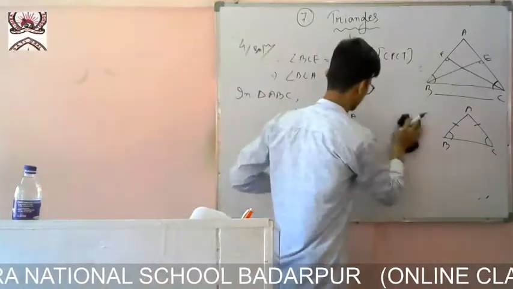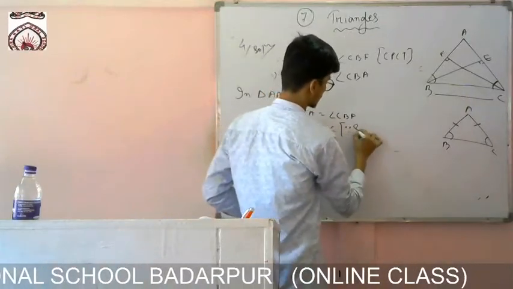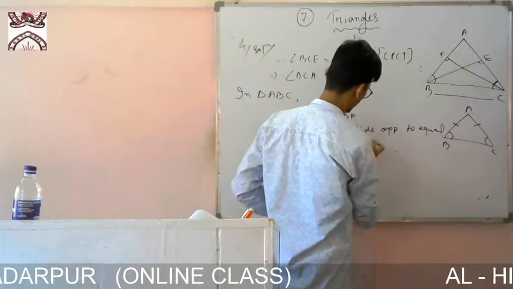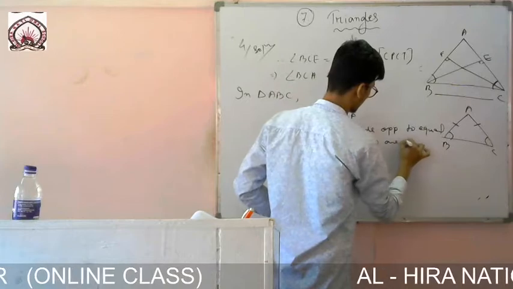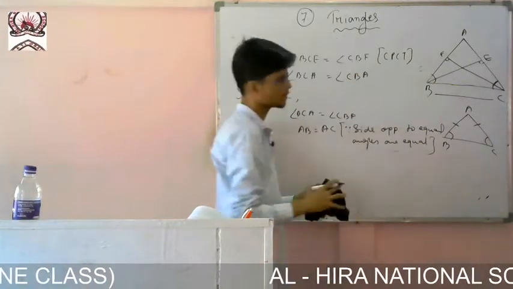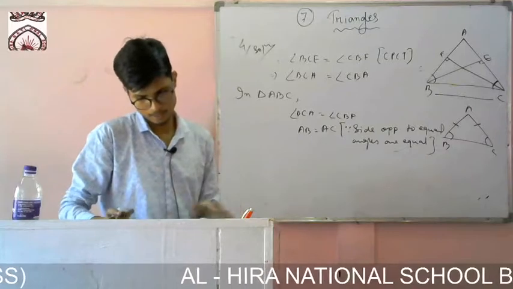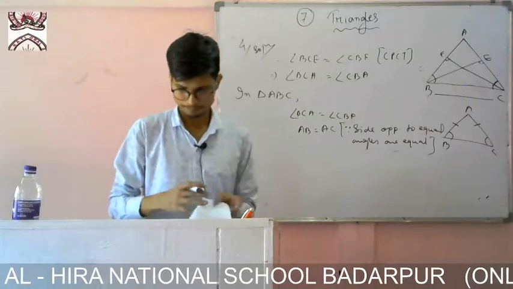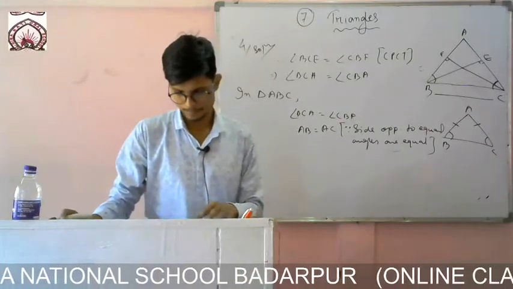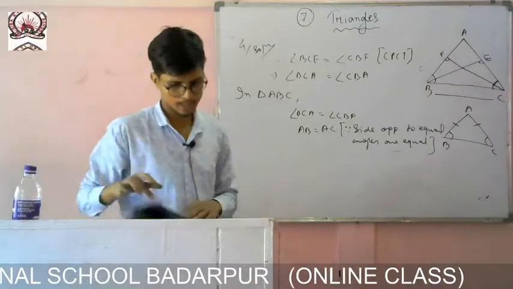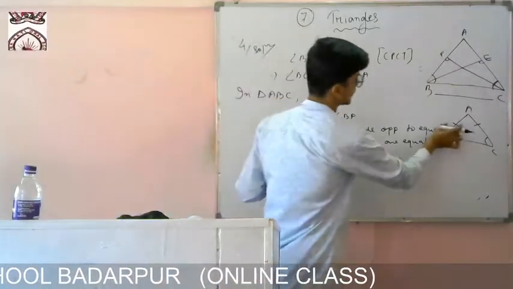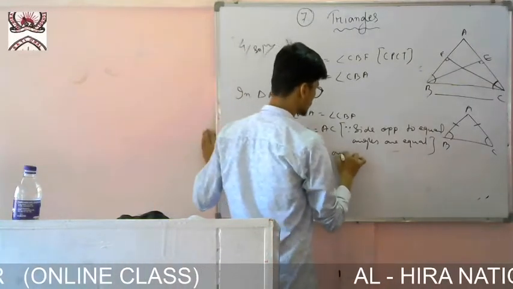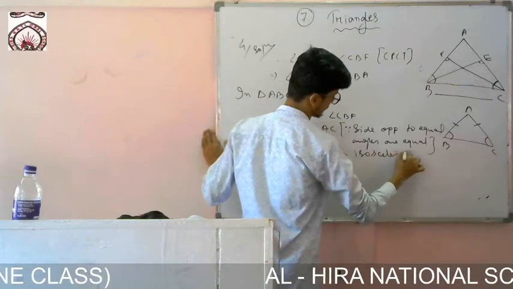You write, since side opposite to equal angles are equal. Side opposite to equal angles are equal. Okay, so now what we have done, we have written directly like this. So now if these two sides are equal, then triangle ABC is an isosceles triangle.